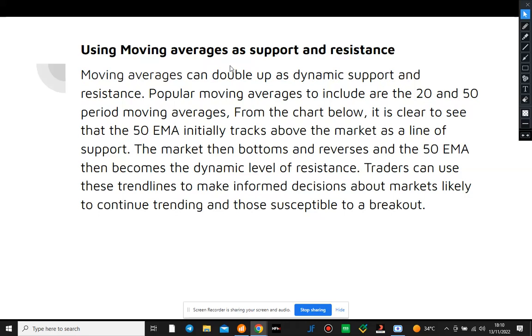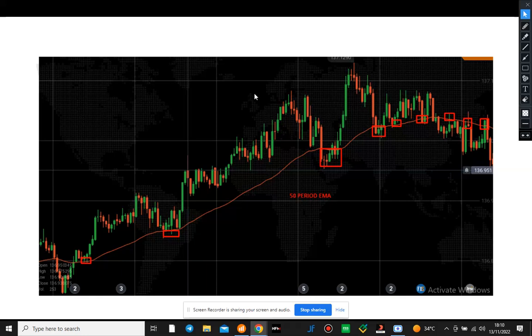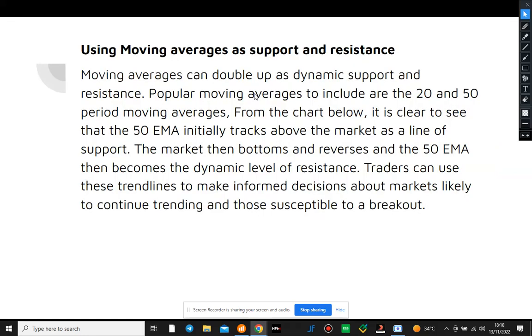From the chart below, it is clear to see that the 50 EMA initially tracks above the market as a line of support, like this. This is the 50 period EMA. The market then bottoms and reverses, and then the 50 EMA becomes a dynamic level of resistance.